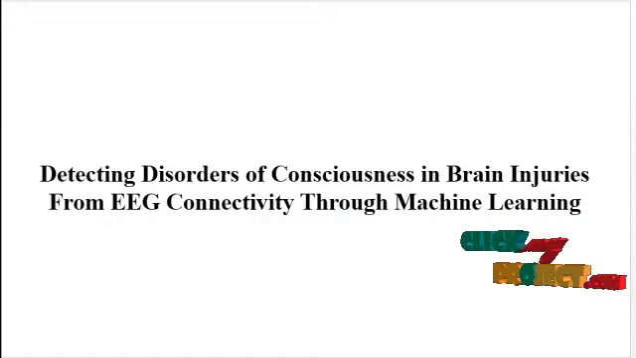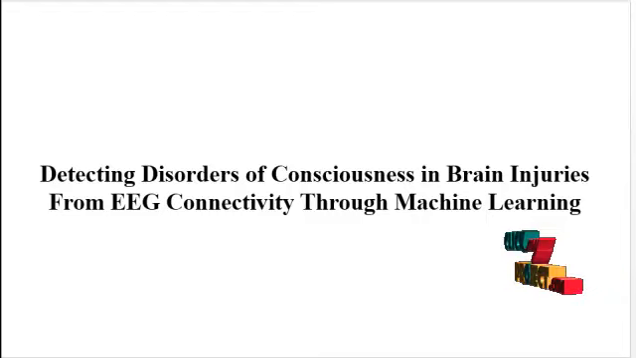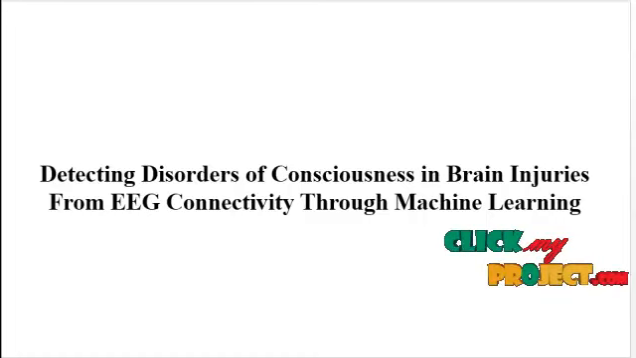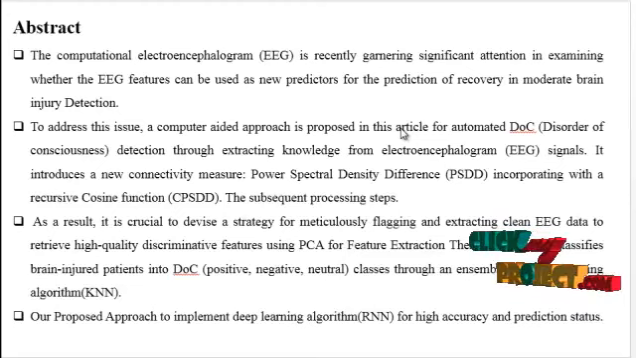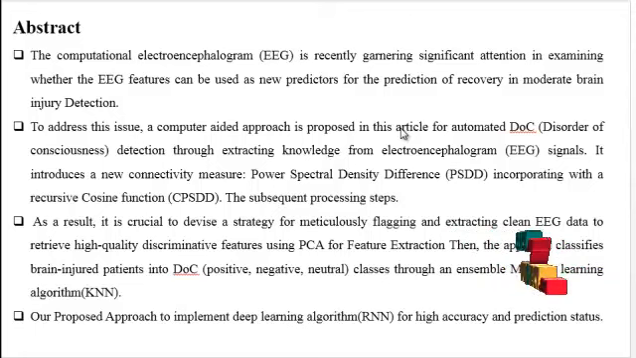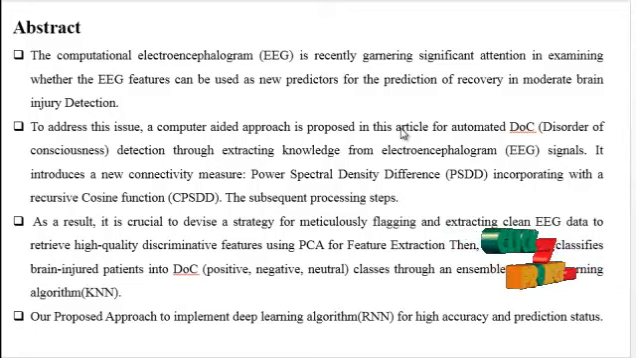Now we are going to discuss detecting disorders of consciousness in brain injuries from EEG connectivity through machine learning. Next, an overview of the project, that is, the abstract. The computational electroencephalogram (EEG) is recently garnering significant attention in examining whether EEG features can be used as new predictors for the prediction of recovery in moderate brain injury detection.